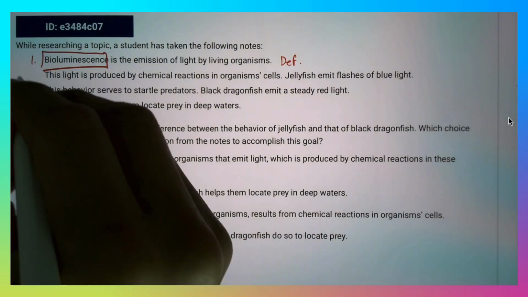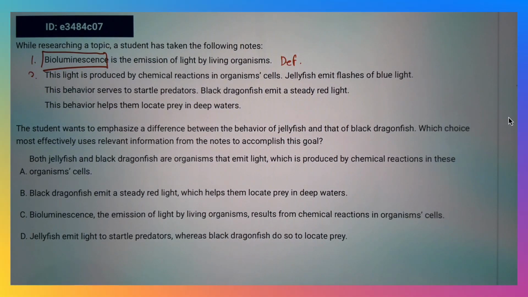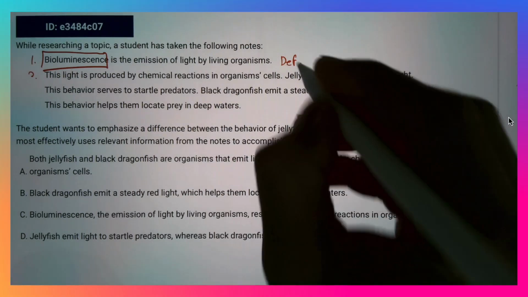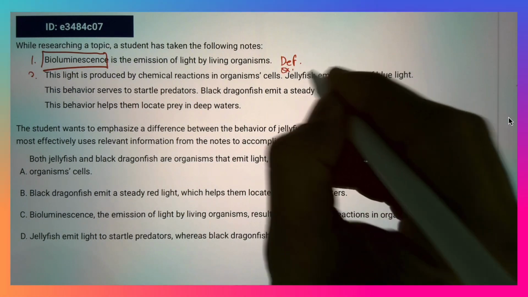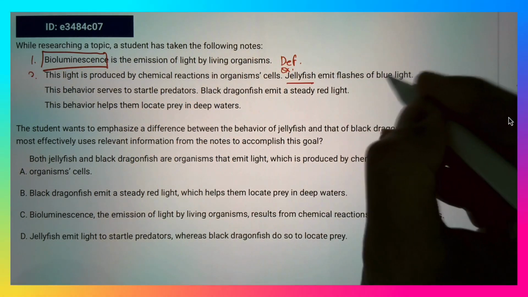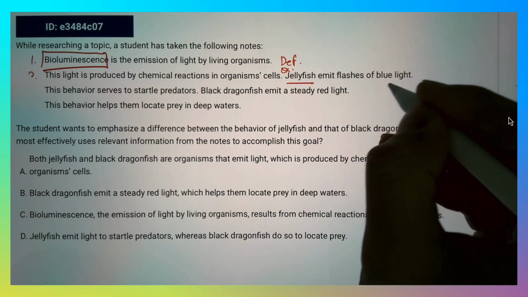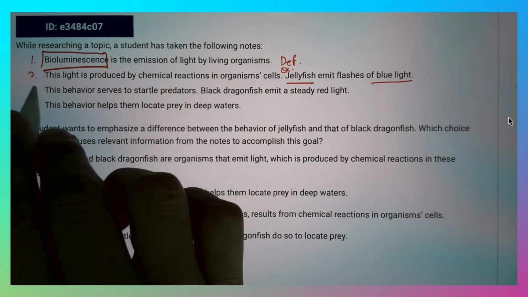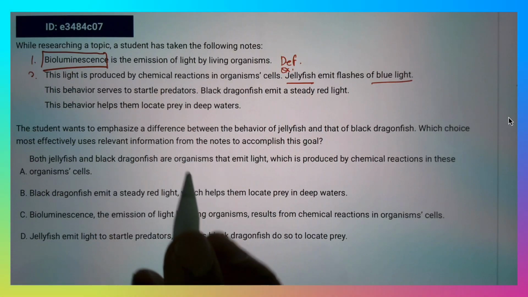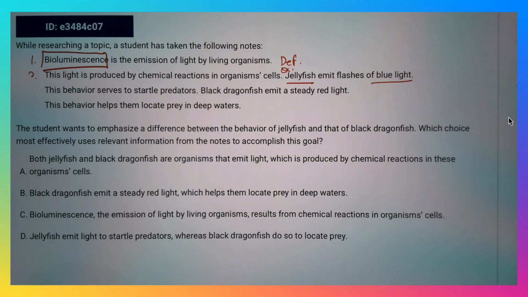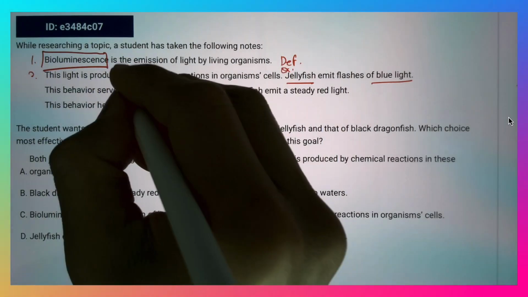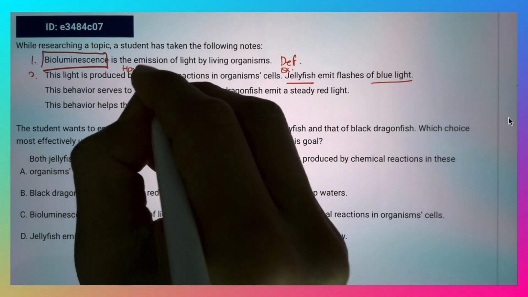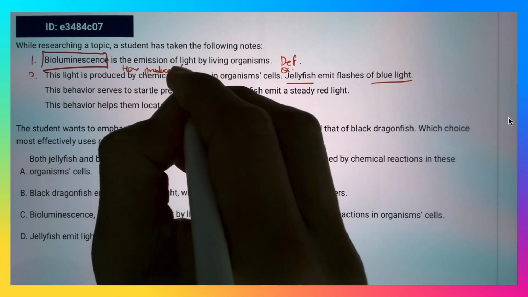And number 2, this light is produced by chemical reactions in organism cells, and jellyfish emit flashes of blue light. So we have an example of jellyfish emitting a blue light. And the first line, this light is produced by chemical reactions. So let's talk about how it's produced, sort of like a function.